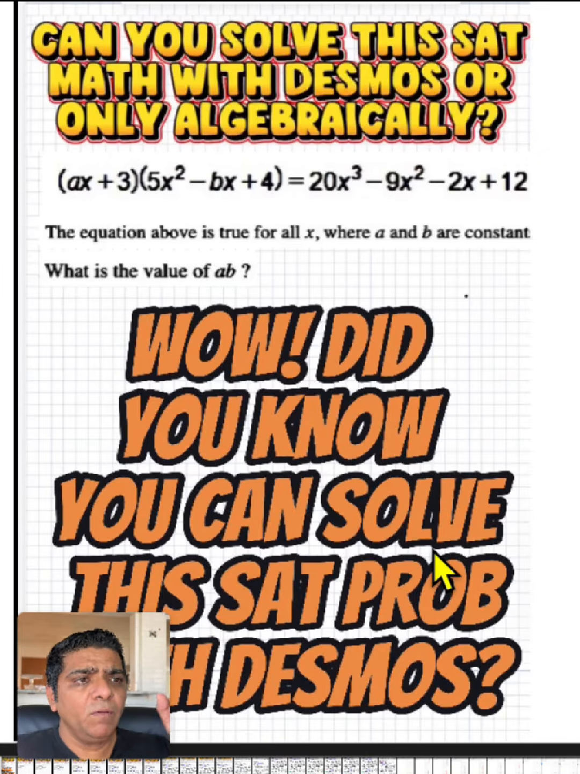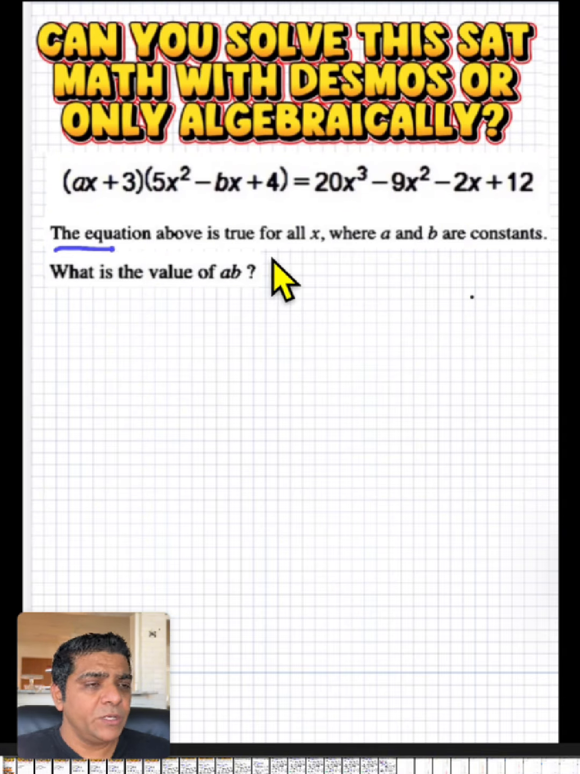Wow, can we solve a problem that looks like this with the inbuilt Desmos graphing calculator on the SAT, or do we have to do it algebraically? All right, are you ready? Let's go. So we have this equation that is true for all x, where a and b are constants. What's the value of a times b?